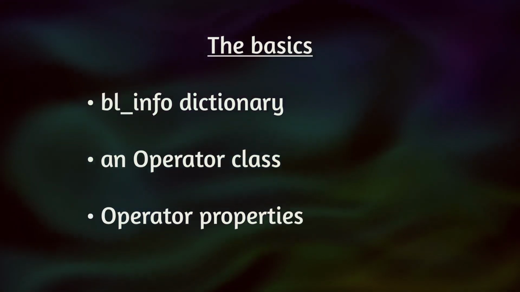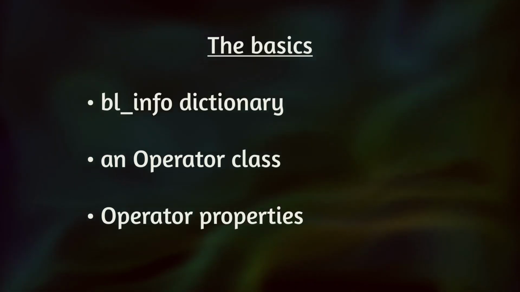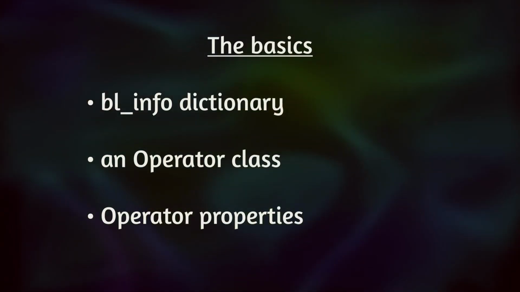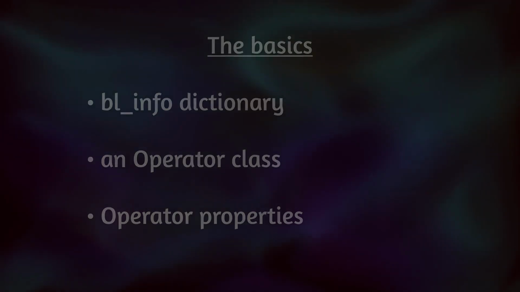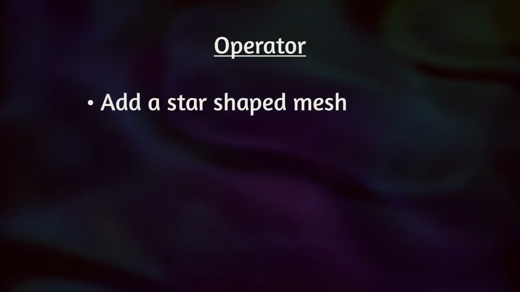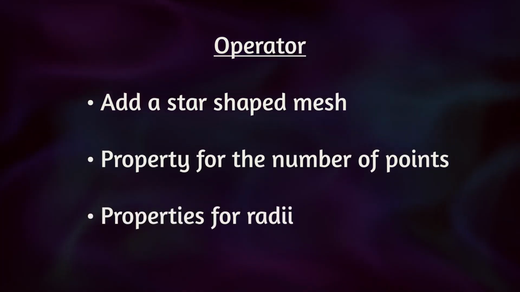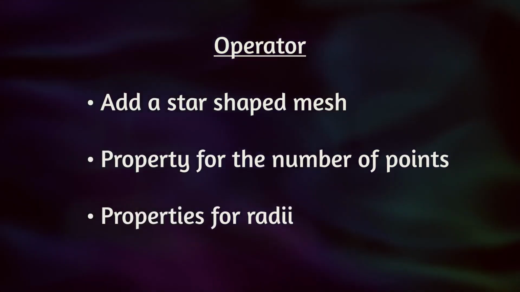In the other lessons in this module, we will develop the actual code that will add a mesh, and in fact we will look at two ways of doing the same thing, each with its own pros and cons. The operator we are going to develop will add a star to the scene, and this star can have a configurable number of points, as well as properties to set the inner and outer radius.